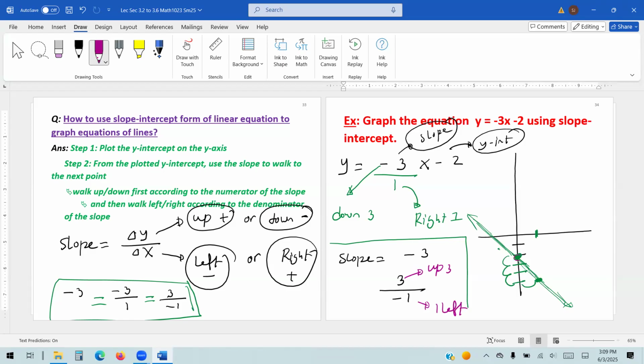So you start your journey from your y-intercept. You go 3 units up. 1 up, 2 up, 3 up. You end up being here. And then from this one, you go 1 unit to the left. So I actually have to do a big jump. My line is not accurate. Oh, let me just erase. So you go 1 unit to the left and you stop here.